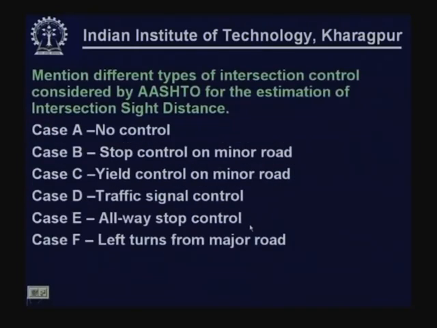Next question was to mention different types of intersection control considered by AASHTO for the estimation of intersection side distance. Different intersection controls are: case A, no control; case B, stop control on minor road; case C, yield control on minor road; case D, traffic signal control; case E, all-way stop control; and case F, left turns from minor roads. So, AASHTO considered all these 6 cases.